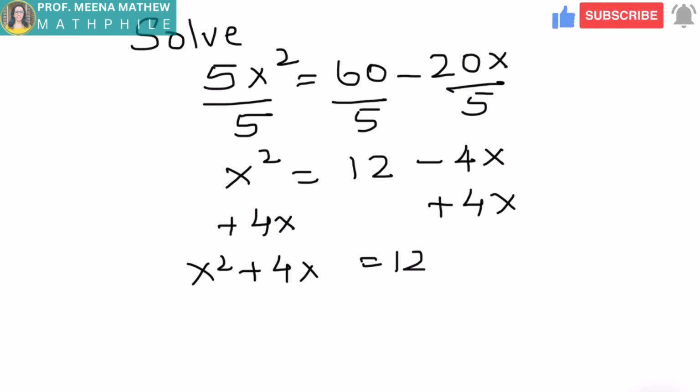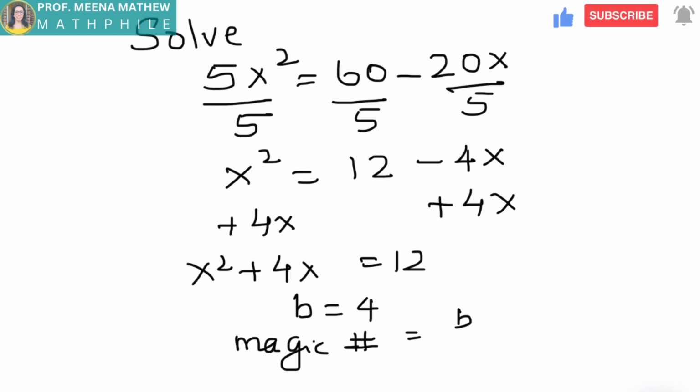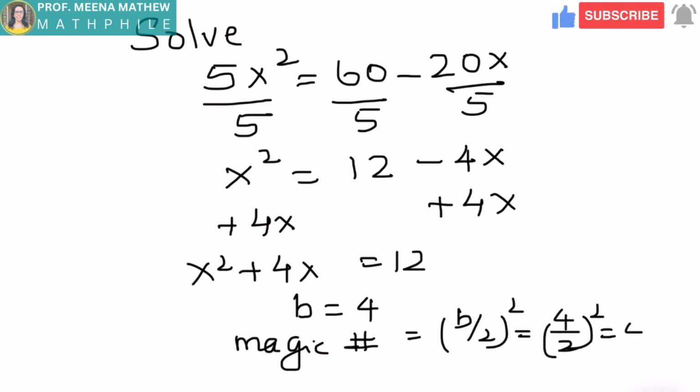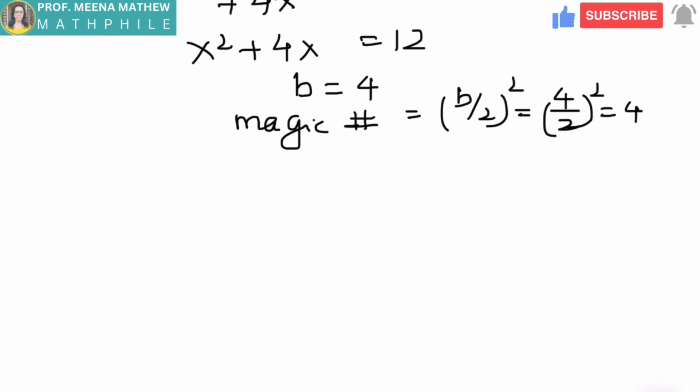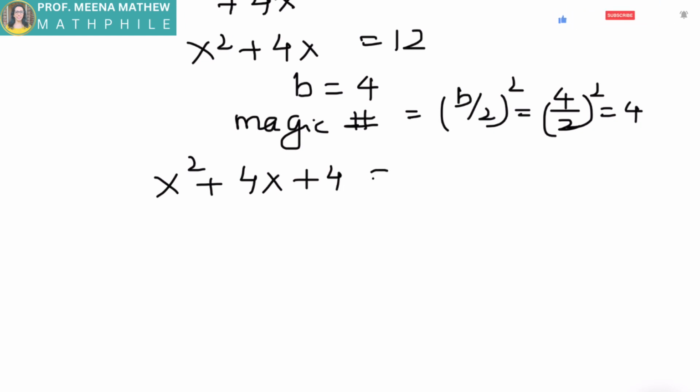Here b is the number with x, that is b equals 4. So the magic number is (b by 2) square equals (4 by 2) square, which is 4. Let us add this 4 both sides of the equation. x square plus 4x plus 4 equals 12 plus 4.